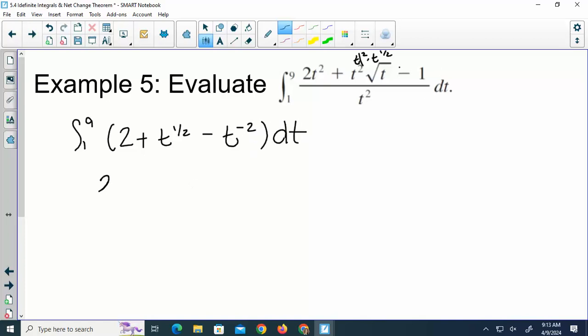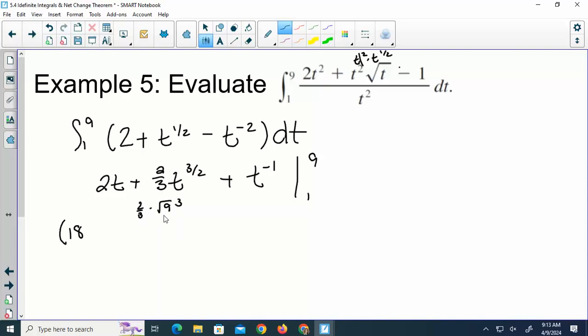Okay, add 1 to the power. So we get a 2t. This becomes a t to the 3/2. We need a 2/3 in front. Okay, this becomes t to the -1, so we need a negative in front, which makes it a positive, from 1 to 9. All right, let's practice our non-calculator skills. We can do this. 2 times 9, 18. Okay, this is 2/3 times the square root of 9 cubed.